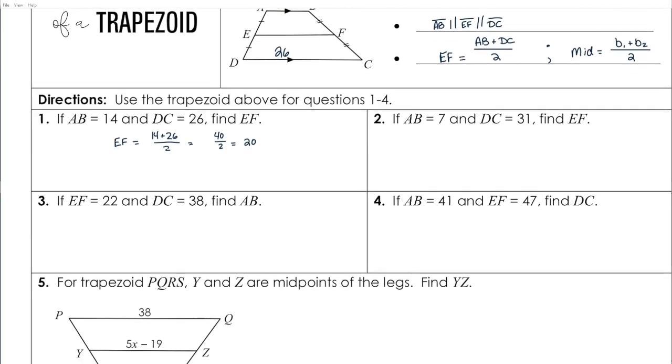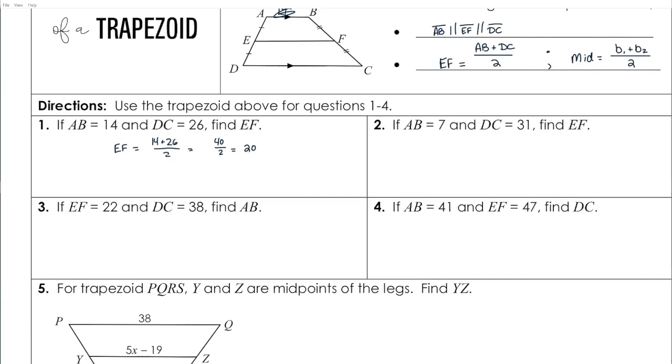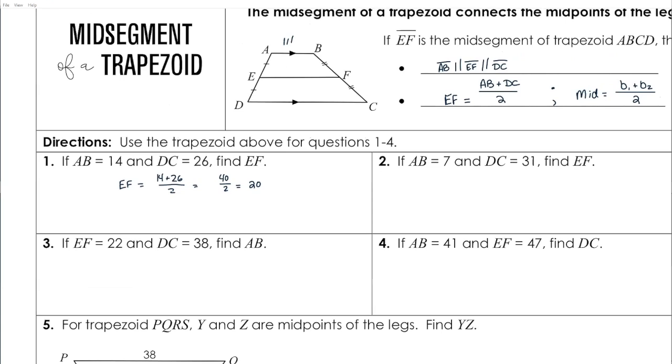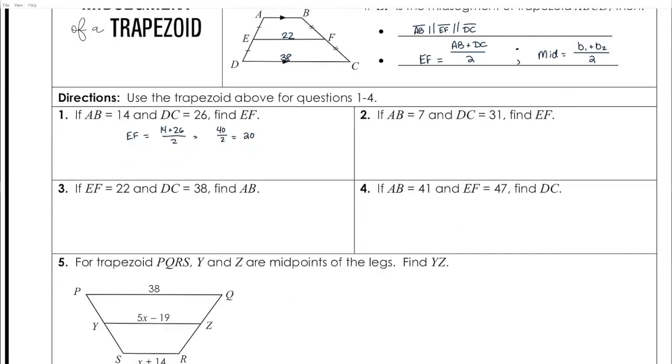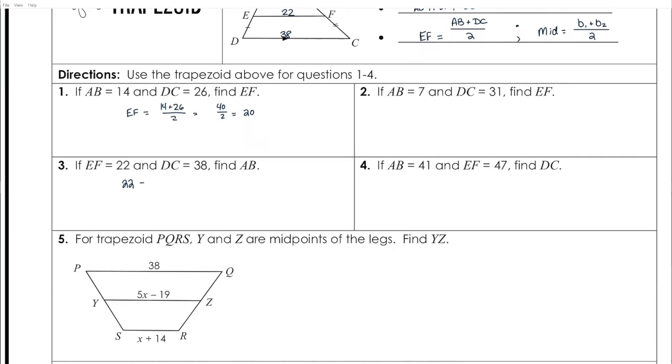I'm going to erase these lines so we can reuse this same diagram so we don't have to try to come up with something new. We can also be given the mid-segment and reverse engineer to find one of our bases. So on number 3, they tell us that EF is 22 and DC is 38. Now we know the length of our mid-segment, but we do not know the length of our top base. So now it's 22 equals the first base we know, 38, plus AB, which is the base we don't know, divided by 2.